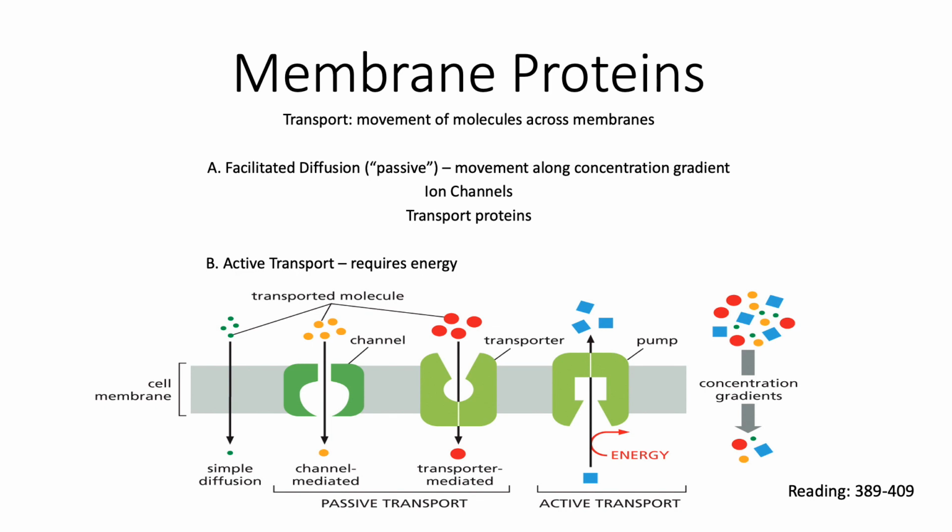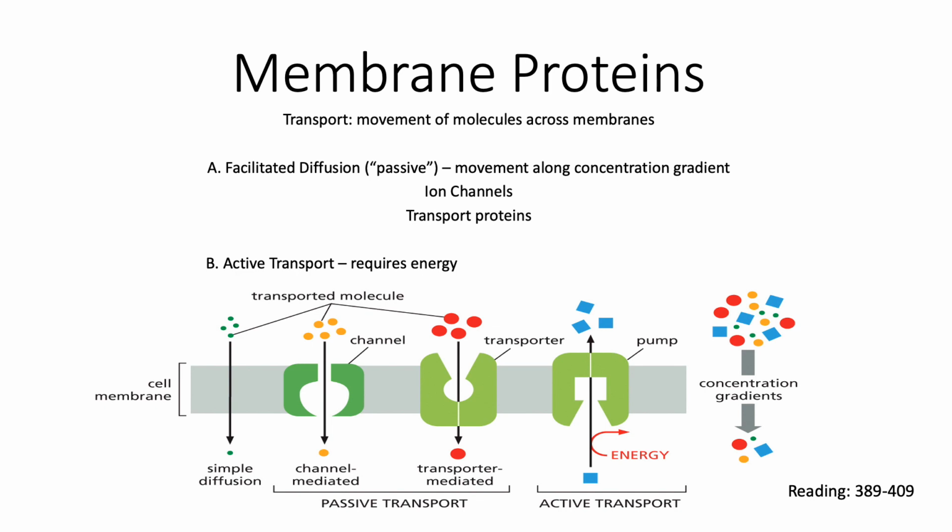And we can divide the transport proteins into what I want to say is two strategies. One is referred to as facilitated diffusion, and that is passive, and the molecules that are being transported move along the concentration gradient. So for movement along the concentration gradient, there are two types. There are what are called ion channels, and there are transport proteins. Both of these move molecules or ions across membranes according to the concentration gradient.